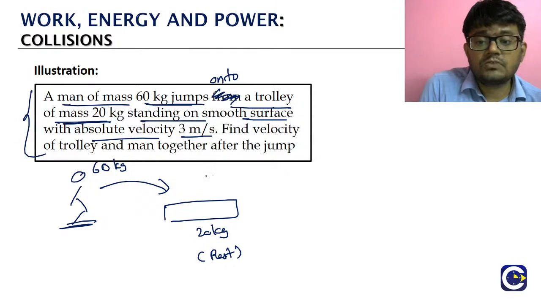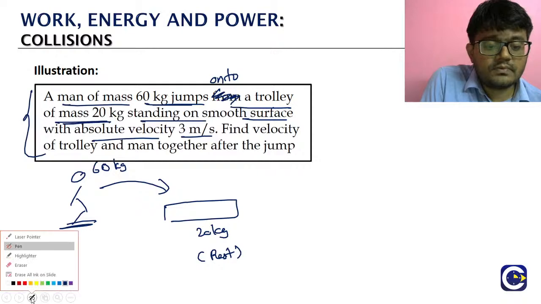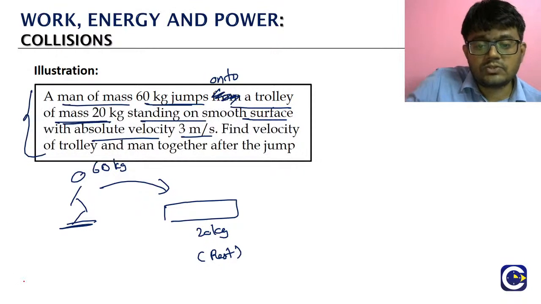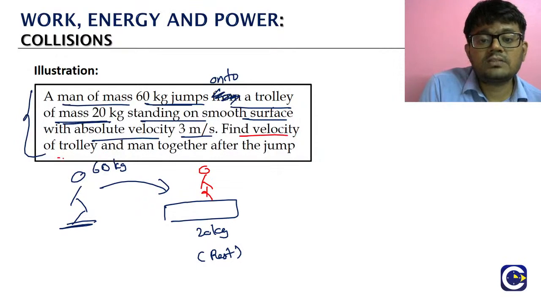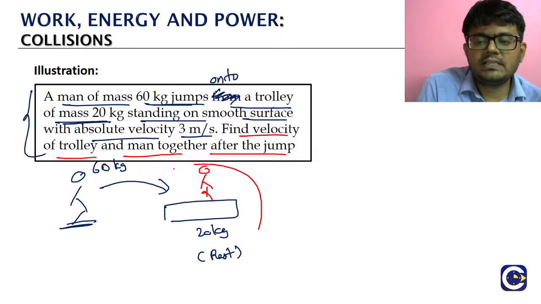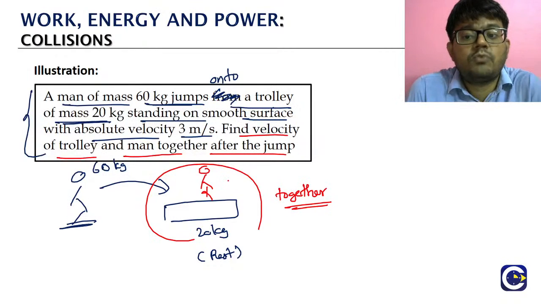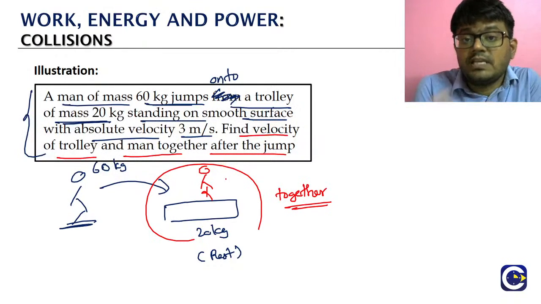Once he jumps, he will be coming and probably standing on the trolley, right? So once he jumps, he will be standing over here. Find the velocity of the trolley and the man together after the jump. It means they both are moving together after the jump. So we need to find the velocity with which they both will be moving.